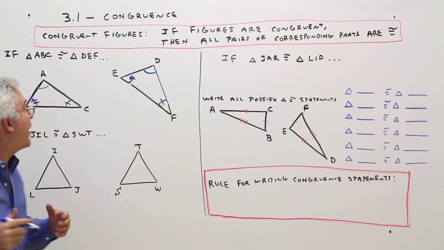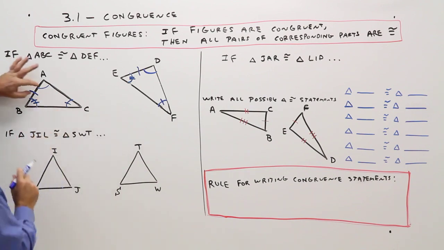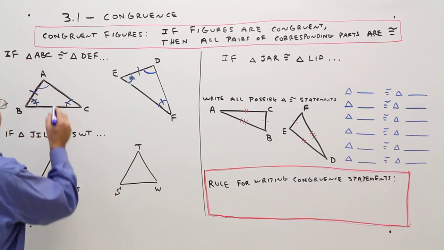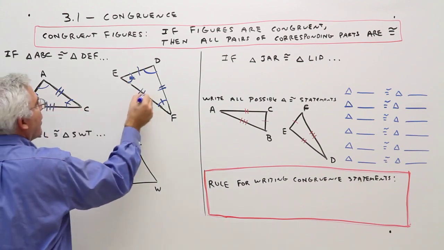And then also the corresponding sides. So I could put a single tick there, a single tick there. The single tick is between the proper two angles. Double tick, triple tick, triple tick.